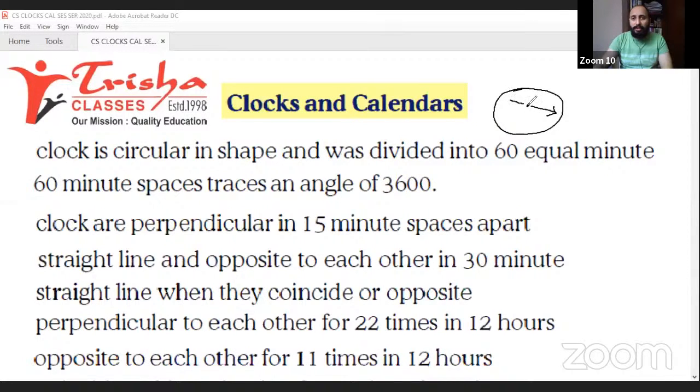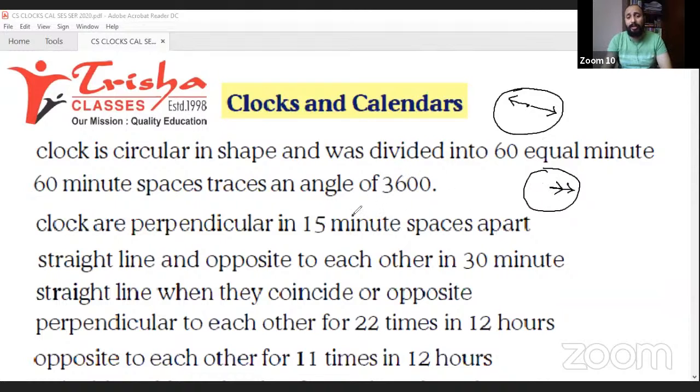The opposite is this. This is opposite, which is in a straight line. Also, coincide is also called a straight line. This is coinciding. Both are called a straight line. So I can't say opposite is equal to a straight line alone, because opposite is equal to a straight line and it is also equal to the coincide.